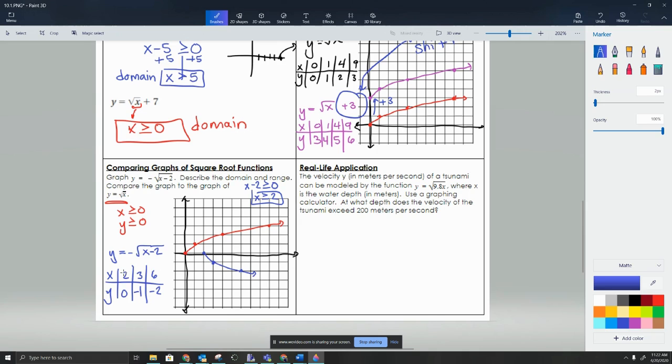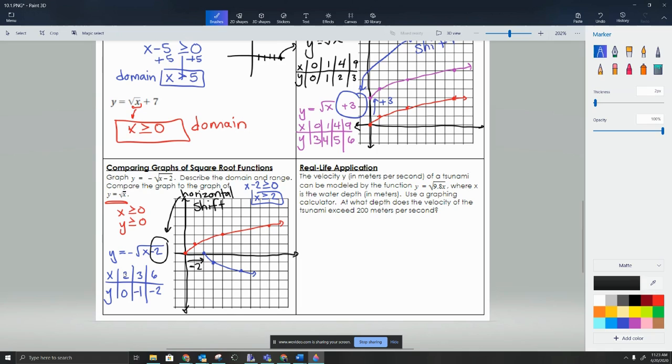So comparing these two, basically what we see here is that when we have a plus or minus operation happening inside the radicand, this is what we call a horizontal shift. Horizontal shift meaning we shifted not up or down, but left or right. And it's actually opposite of what you would think, because that minus 2 caused us to go to the right 2 units. You would think minus 2 should make us go to the left. But with horizontal shift, it's opposite of what you think it is, whereas with vertical shifts, it's exactly what you think it is.